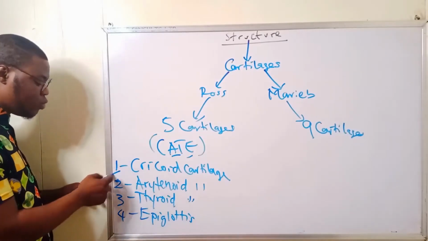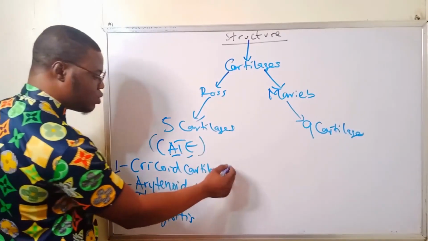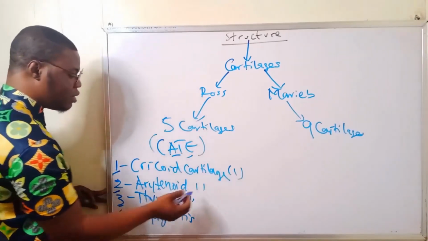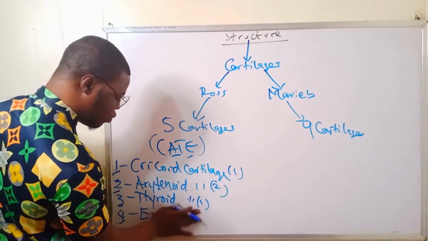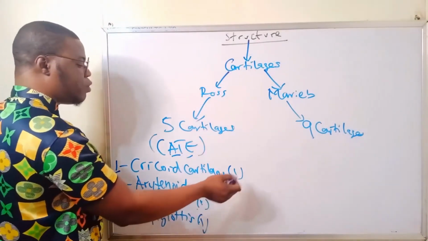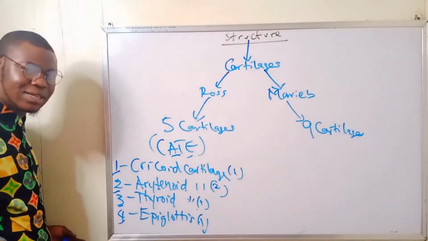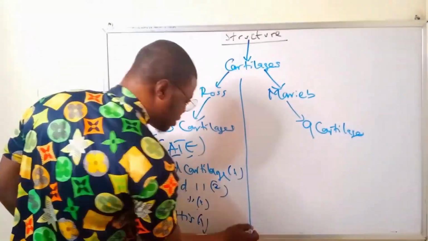Now you see that we have 1, 2, 3, 4. This cricoid cartilage is 1. This arytenoid is 2. And the others are 1 and 1. And that will give you 5. 1 plus 1 will give you 2, plus 2 will give you 4, plus 1 will give you 5. As simple as that. So that is for Ross and Wilson.